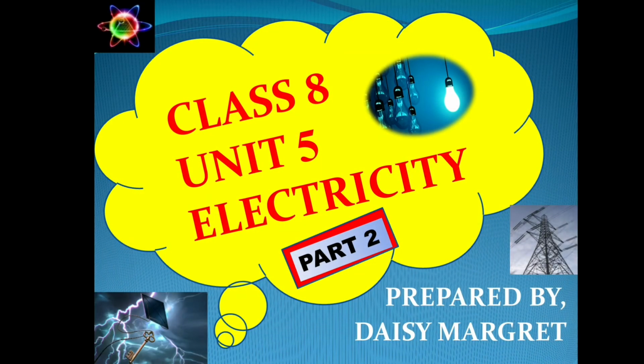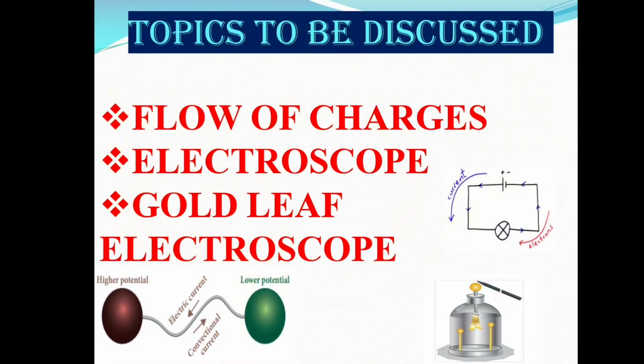In today's video, we are going to discuss Class 8, Unit 5, Electricity, Part 2. In the last class, we discussed the charges, atom, the transfer of charges, transfer by friction, transfer by conduction, and transfer by induction. In today's video, the topics to be discussed are flow of charges, electroscope, and gold leaf electroscope.